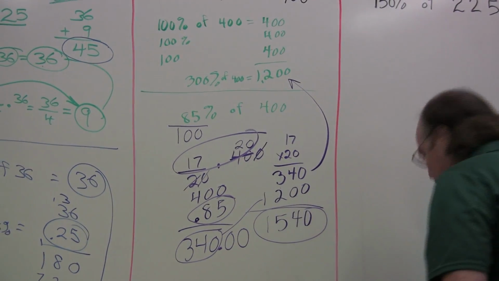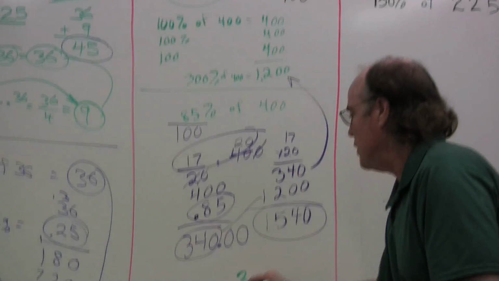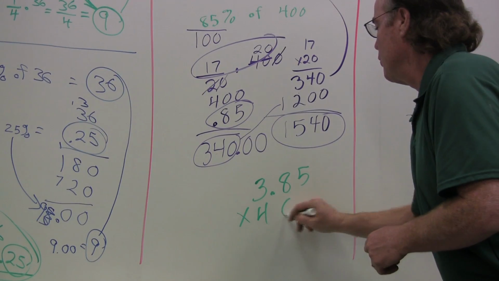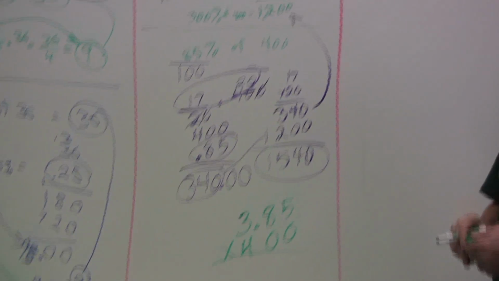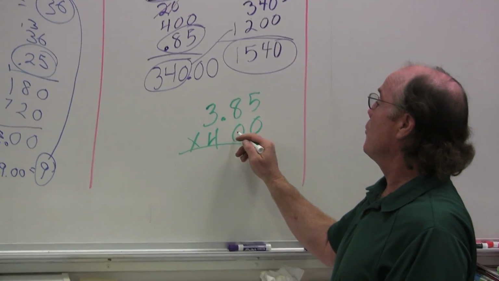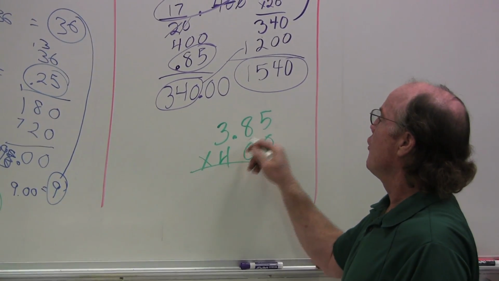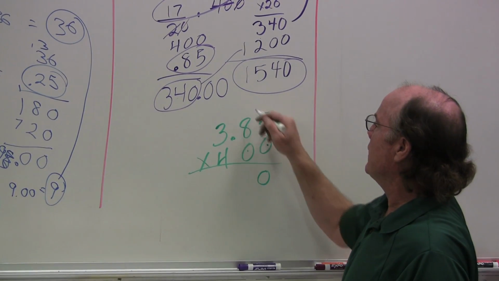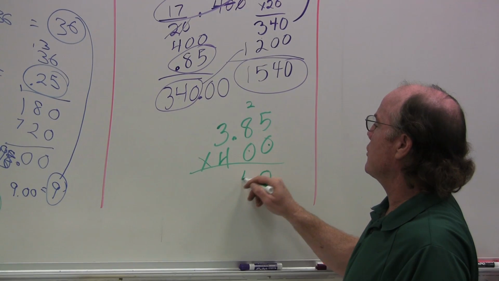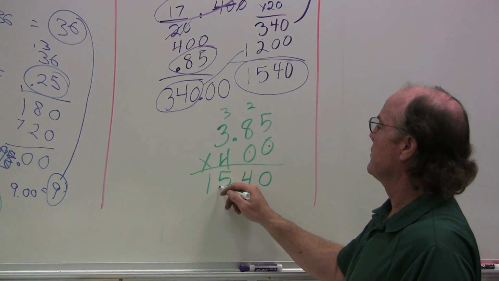And then for some of you who are complete crazies, you take 3.85 times 400. Now, actually this might not be bad because you have zeros here. Now watch this. You could do 4 times 5 is 20, carry the 2. 4 times 8 is 32 plus 2 is 34. And then this is 15, okay?